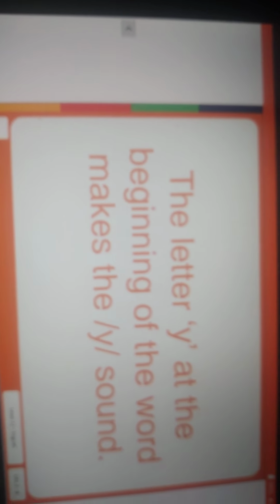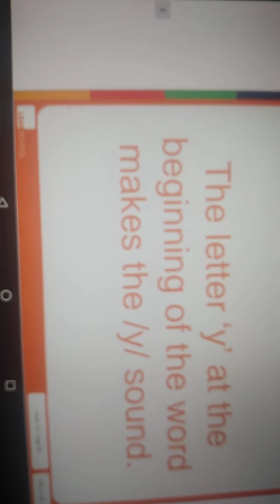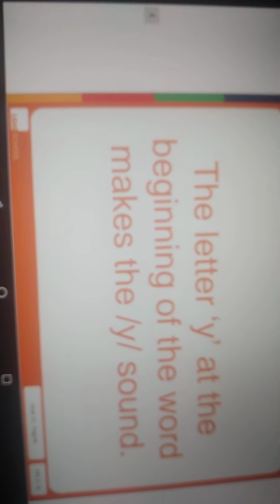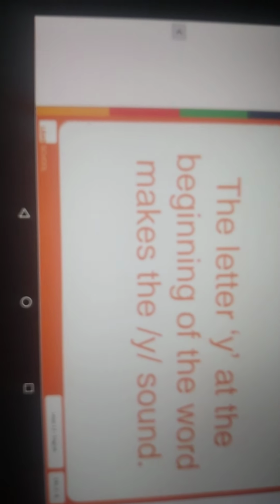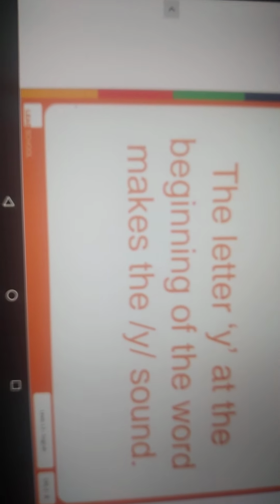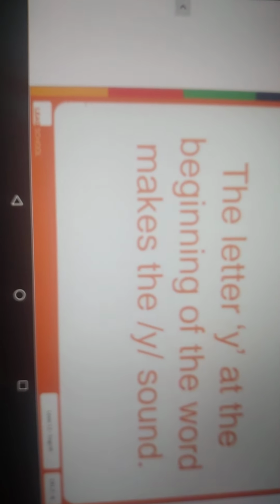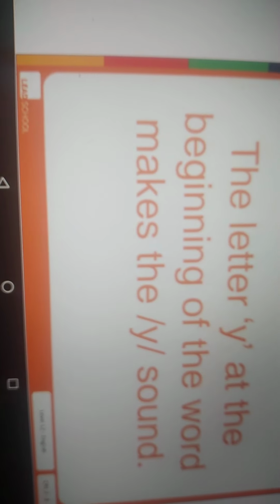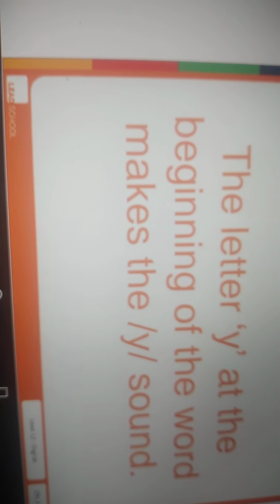So children, if the letter Y comes at the beginning of the word, it makes the alphabet Y sound. If the letter Y comes at the end of the word, it gives you the sound I. If it comes after a vowel letter, the letter Y becomes silent. If it comes in the middle of the word, it gives you the short I sound. Can you understand, children? Let's move on to the next one.